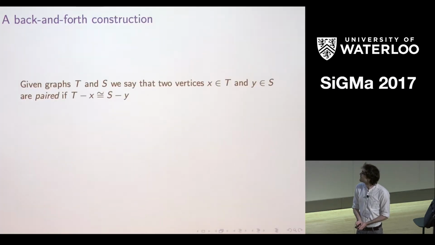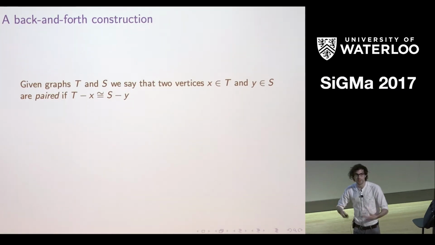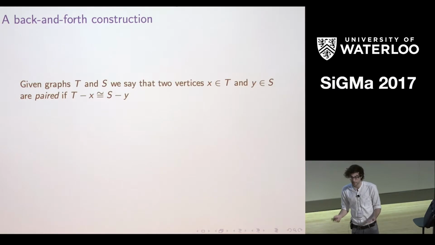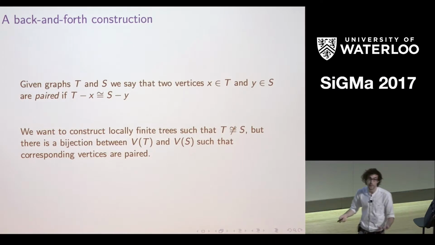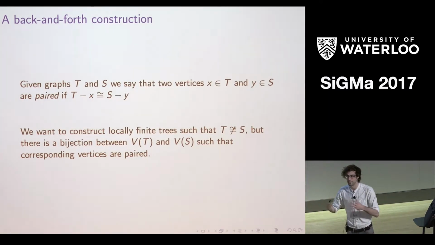So, given two graphs, T and S, we're going to say that a vertex x in T and a vertex y in S are paired if they have the same card in their respective graphs, so if T minus x is isomorphic to S minus y. So what is it that we want to build to find a counterexample to the reconstruction conjecture? We want to find two locally finite trees, T, which is not isomorphic to S, but such that there is a bijection between the vertices of T and the vertices of S so that the corresponding vertices are paired in this way. And then that will guarantee that the two graphs have the same deck.